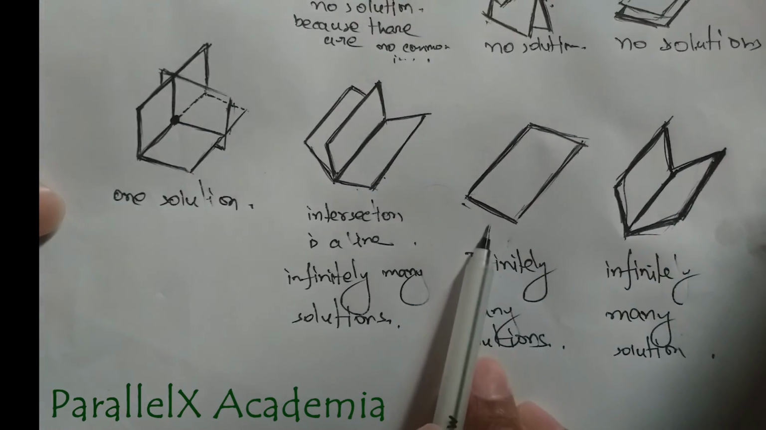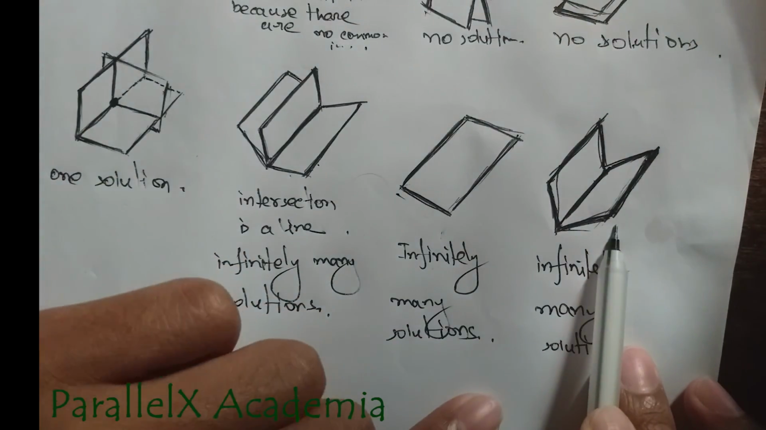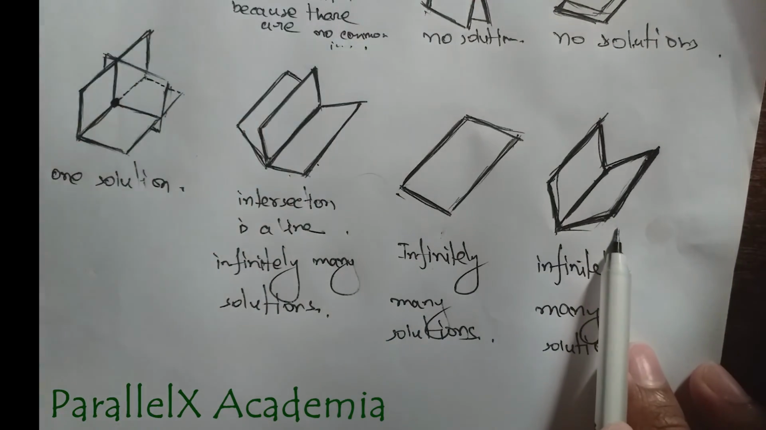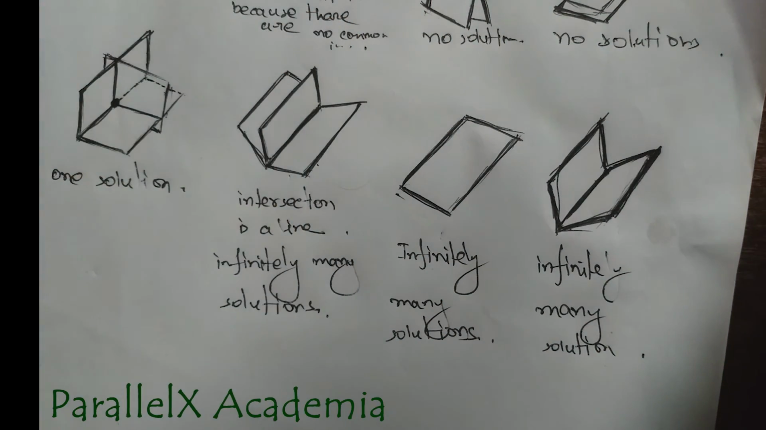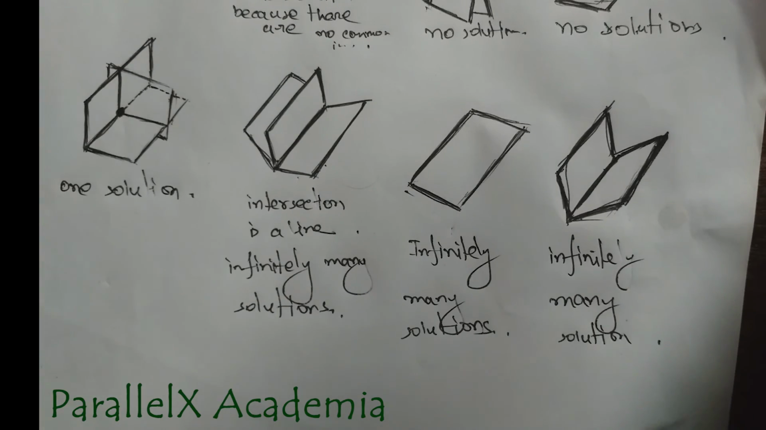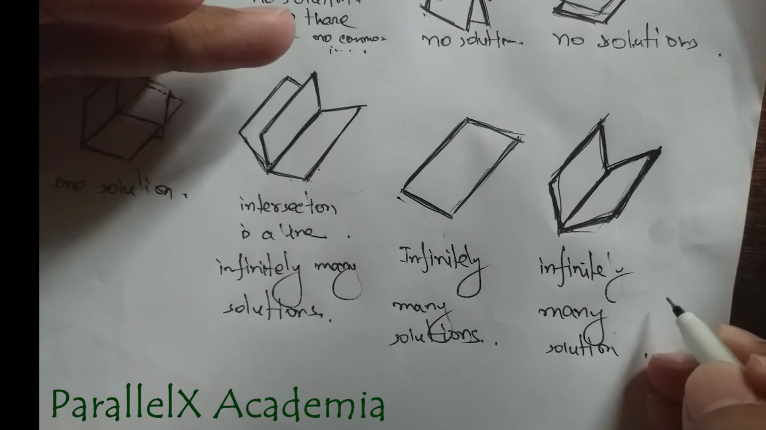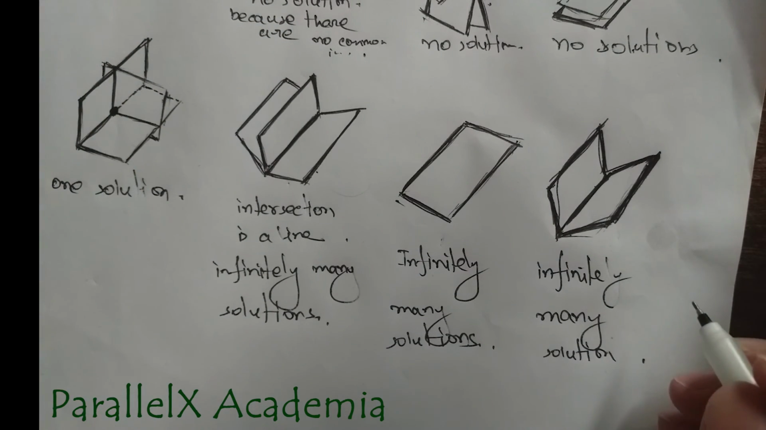And you can see here for this case, two planes are coincident, and the third plane is perpendicular to them, and this perpendicular plane has resulted in an intersection which is a line. As this has resulted in a line, this has infinitely many solutions.